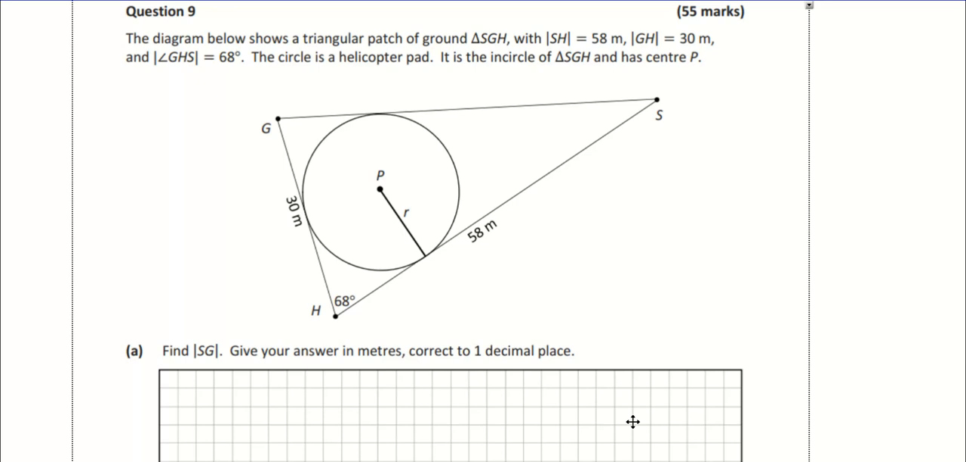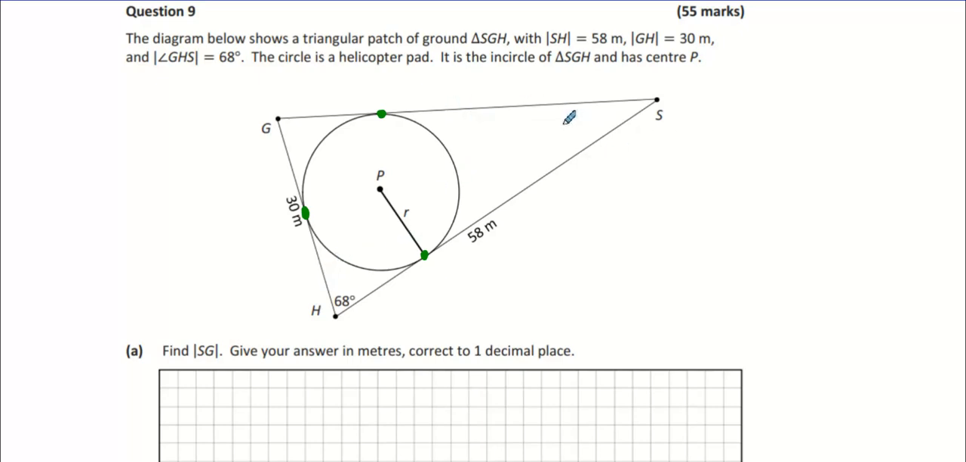So we have a triangular patch of ground, triangle SGH, where SH is 58 meters, GH is 30 meters, and angle GHS is 68 degrees. Sorry, the last one's the degrees. The circle is the helicopter pad. It is the incircle. Incircle means that all three sides are tangents. They only touch the circle once. Okay, so find SG, give your answer in meters.